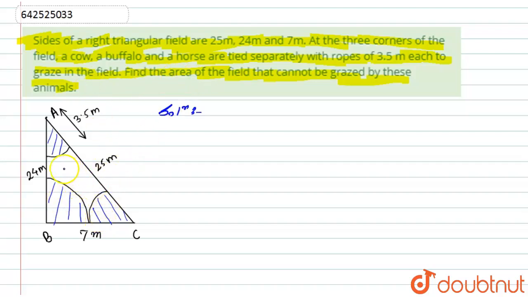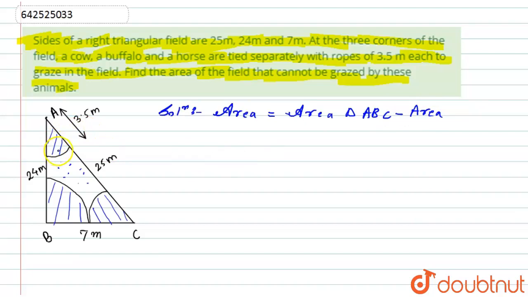So what we have to find is the field which was not grazed by the three animals. To find this field, I will find the area of this triangle, then subtract the areas of the grazed field. So I will come to know the area of the remaining field. Here I will say the area of the remaining field is equal to area of triangle ABC minus area of the grazed field.